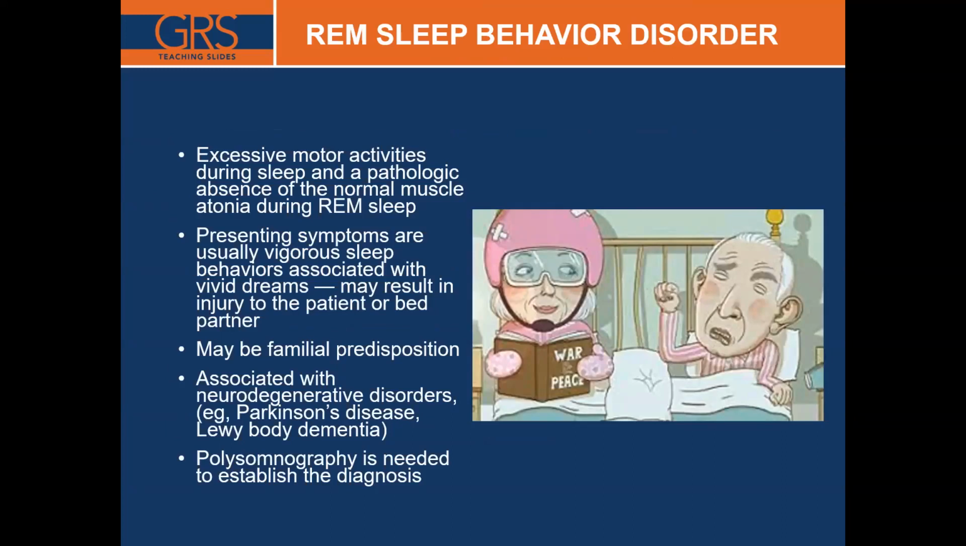REM sleep behavior disorder. This is excessive motor activity during sleep and pathologic absence of normal muscle atonia during REM sleep. This is another one where the spouse in the exam room will say that Henry's hitting me, or kicking, to the point where they're causing bruises on their spouses. This familial predisposition can be associated with Parkinson's disease, Lewy body dementia, and this may contribute to caregiver stress from the spouse who's caring for the patient with dementia. Polysomnography is needed to establish this diagnosis as well.